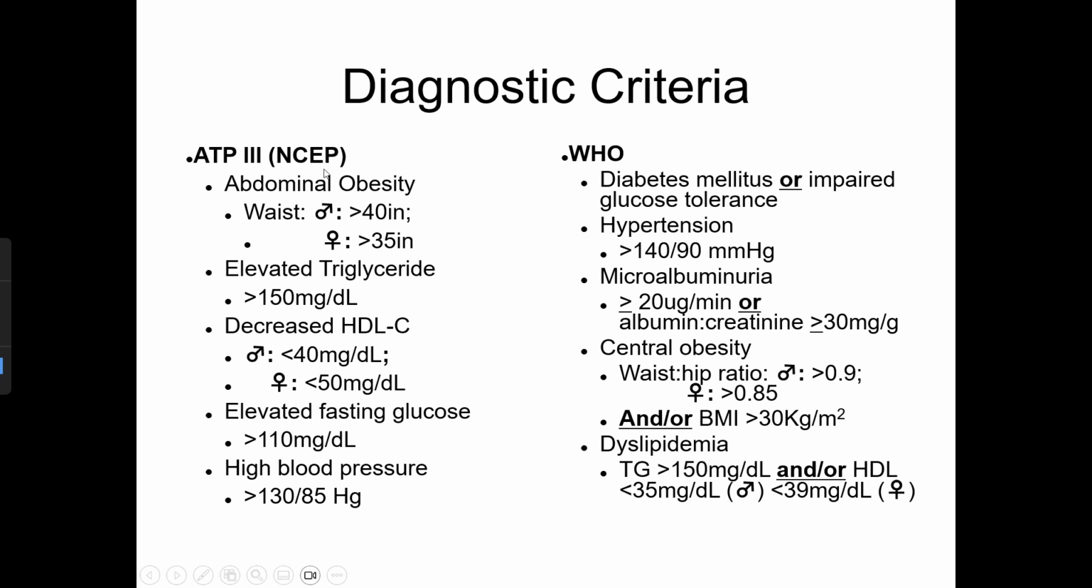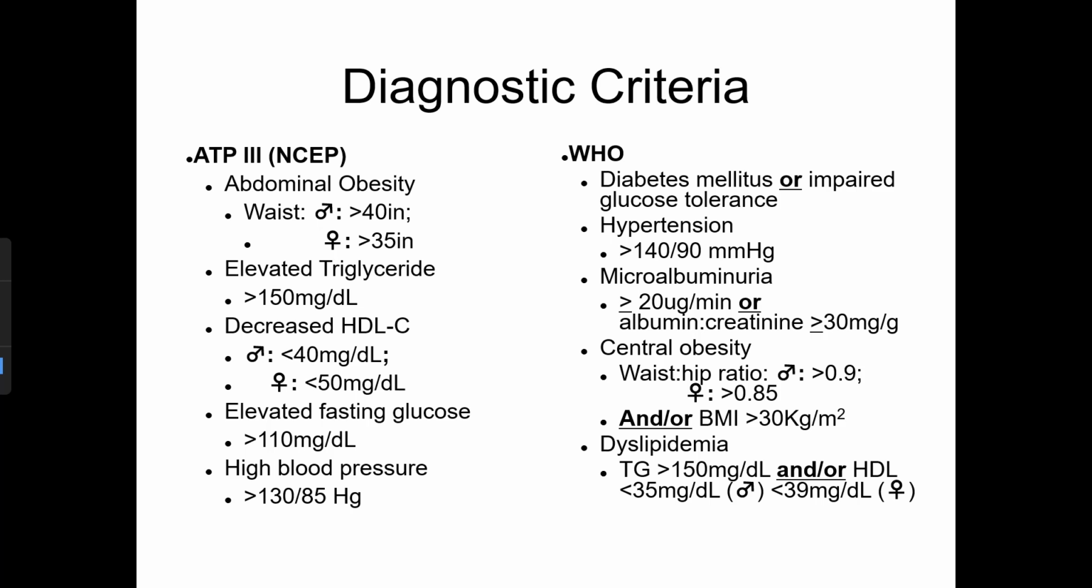So NCEP: abdominal obesity, the waist in men is greater than 40 inches. In women, it's greater than 35 inches. Elevated triglycerides, so greater than 150 mg per deciliter. Decreased HDL-C. So in men, it's less than 40 mg per deciliter. In women, it's less than 50 mg per deciliter. Elevated fasting glucose, so greater than 110 mg per deciliter, or high blood pressure, greater than 130/85.